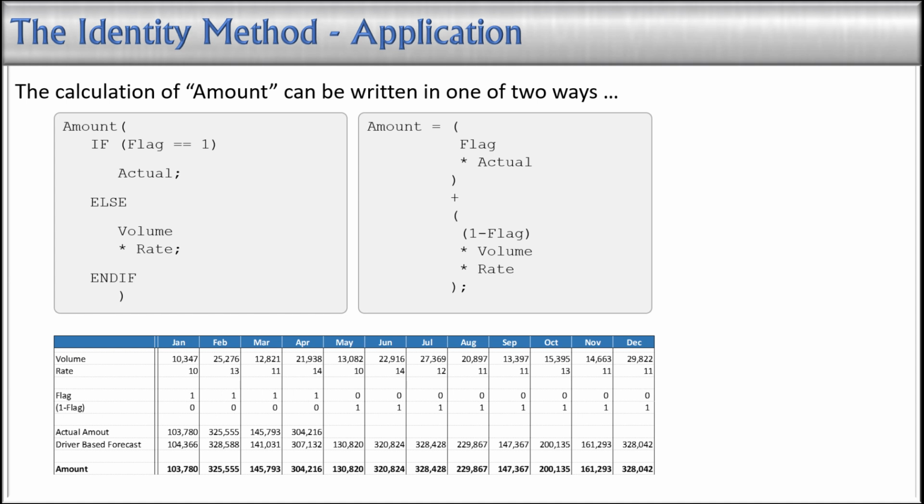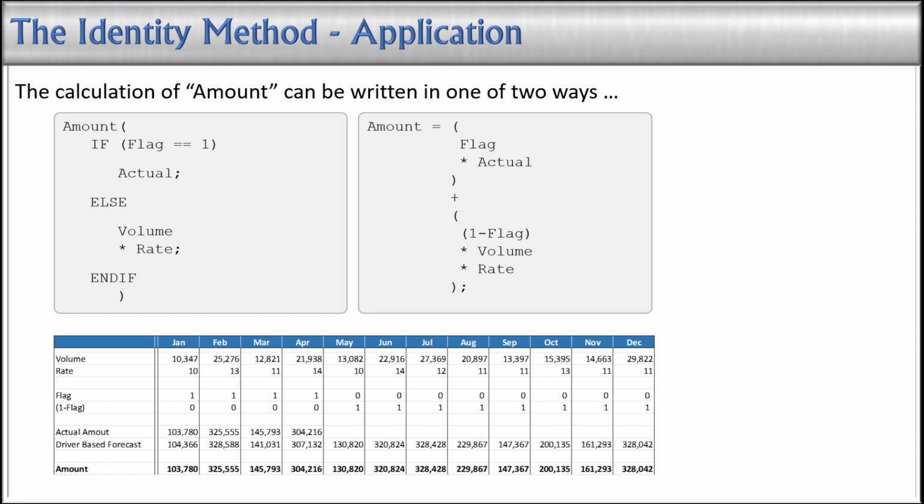One of the things that you'll notice is that there's a double equal sign between flag and 1. We use a single equal sign to do an assignment, but we use a double equal sign to do a comparison. So we have one way of representing it with an if-then-else construct, but we can use the 1s and the 0s that we talked about to manage the calculation without having to use ifs.